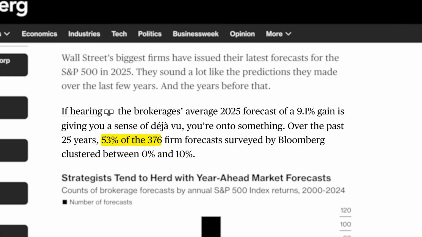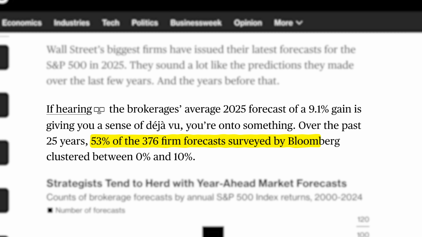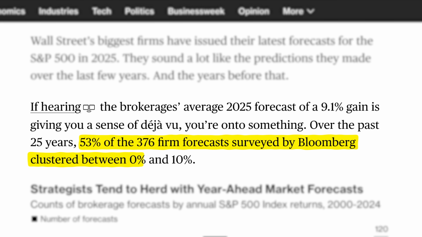Although keep in mind, when it came to stocks in 2024, every single analyst prediction was wrong, and even the most bullish cases didn't even predict half of what we wound up seeing. In fact, over the past 25 years, 53% of almost 400 firm forecasts surveyed by Bloomberg clustered between 0 and 10%. So basically, everyone is playing it very safe, guessing very average returns, and then hoping they're not wrong by the time the actual numbers come out.